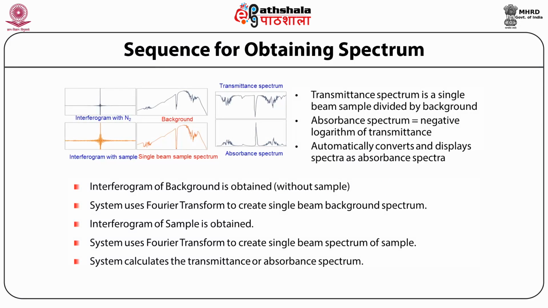We discuss the sequence of obtaining an IR spectrum. You can see here in the figure the interferogram with nitrogen, the background peak and the transmission spectrum. Similarly, the interferogram with the sample, the single beam spectrum and the absorbance spectrum. So the transmission spectrum is the single beam sample divided by the background. The absorbance spectrum equals the negative logarithm of the transmittance, and the instrument automatically converts and displays spectra as absorbance spectra.